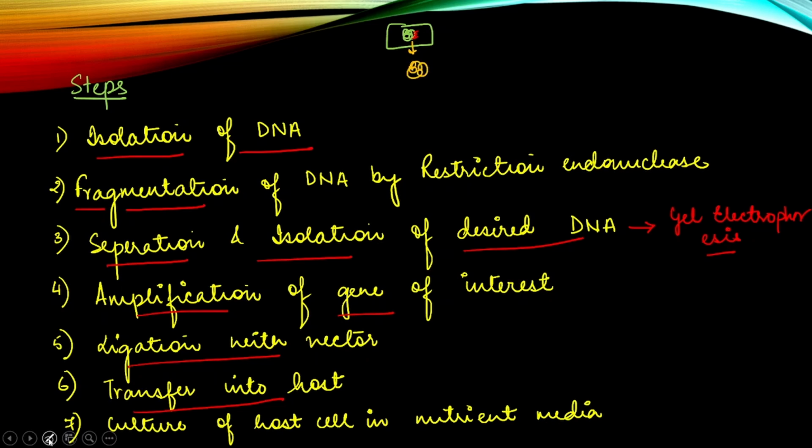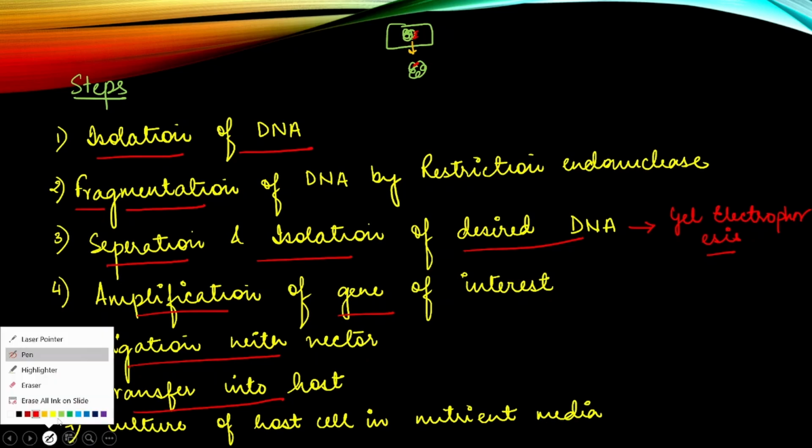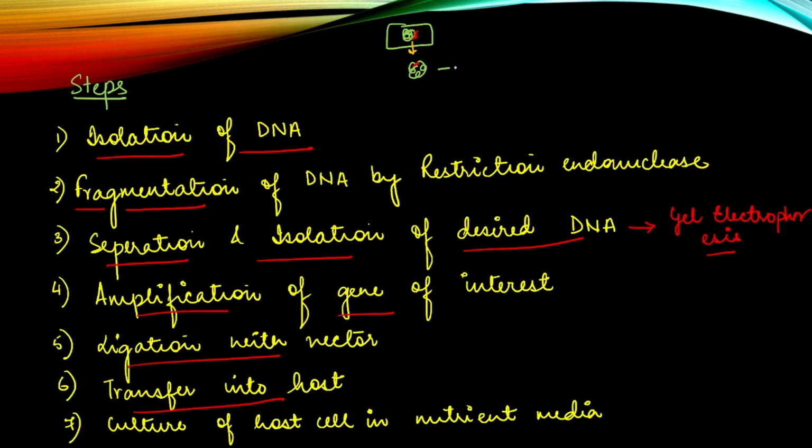Yes or no? Let me change the color to green so that it becomes easier for you to understand. So just a minute. Yes, so this is the DNA, right? And suppose this is our gene of interest. Now I have isolated this DNA. Now this DNA is the total DNA which is present in the cell. Now we have to undergo fragmentation. We have to cleave this DNA into small fragments like this, so that we can get our desired gene.